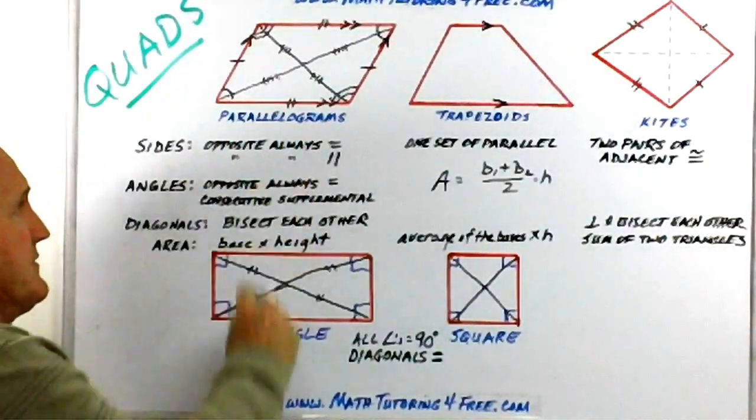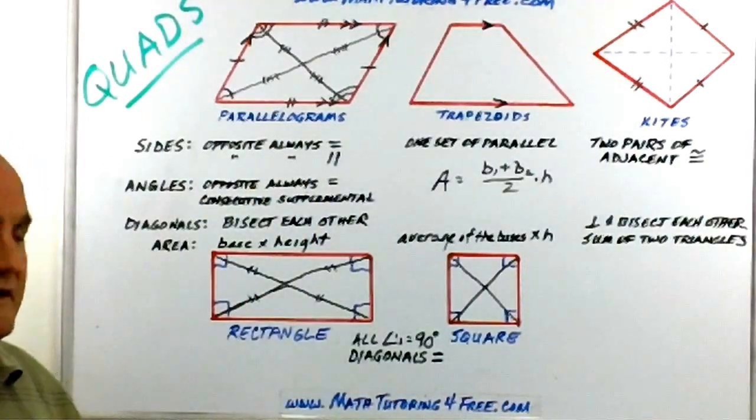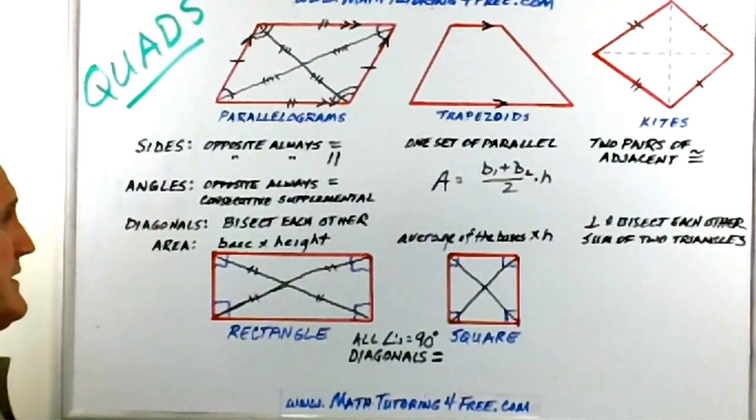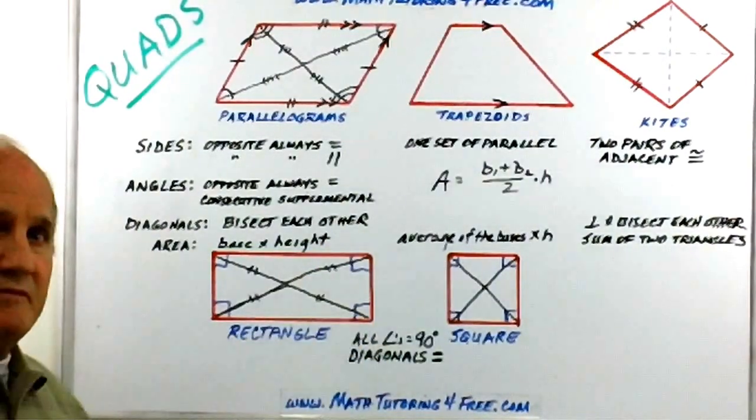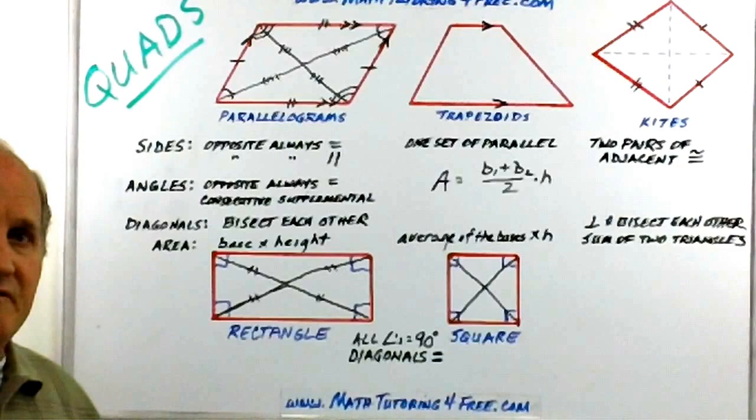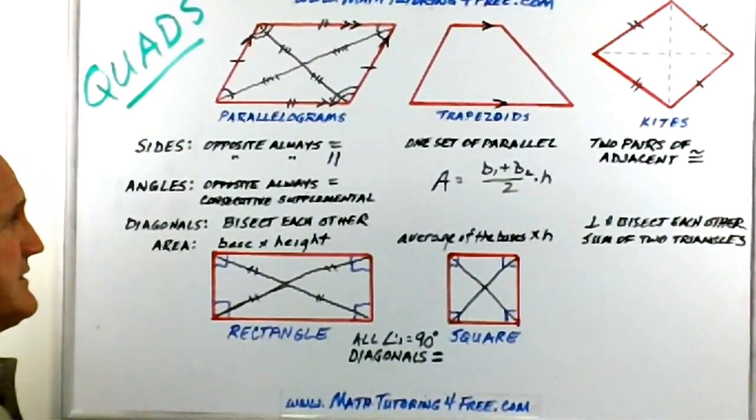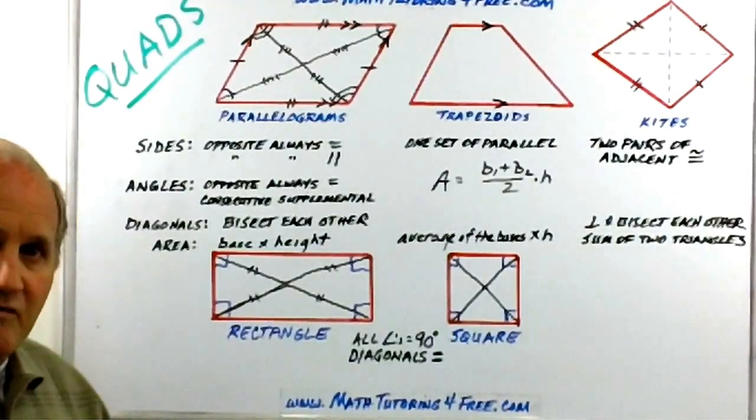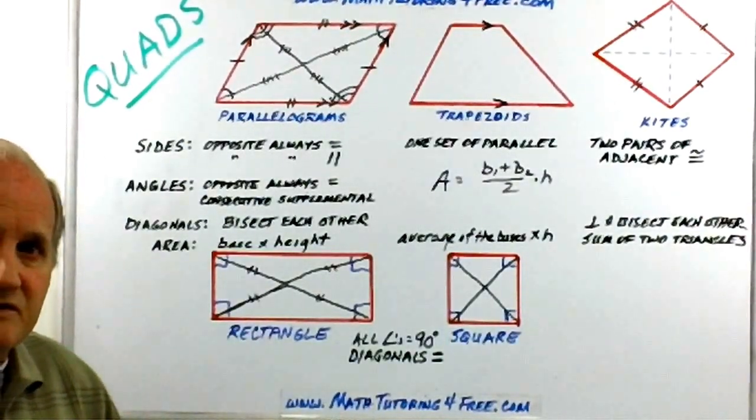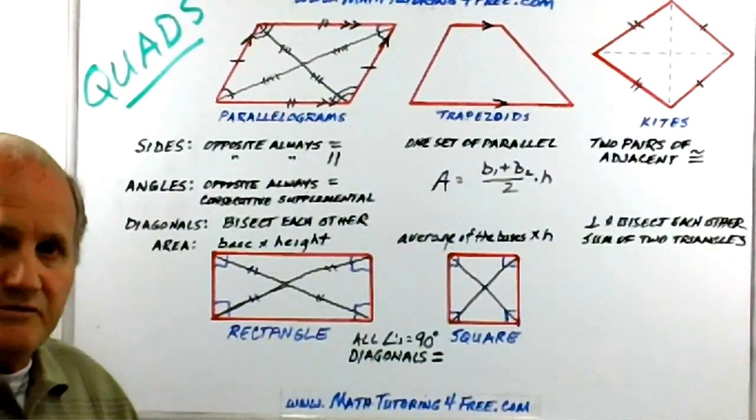The main one we'll be dealing with, obviously, is parallelograms. The fact that the trapezoid has only one set of parallel lines, so it's kind of a weird shape, and then also the kite. So hopefully you'll enjoy this short section, and we'll do very well in it.